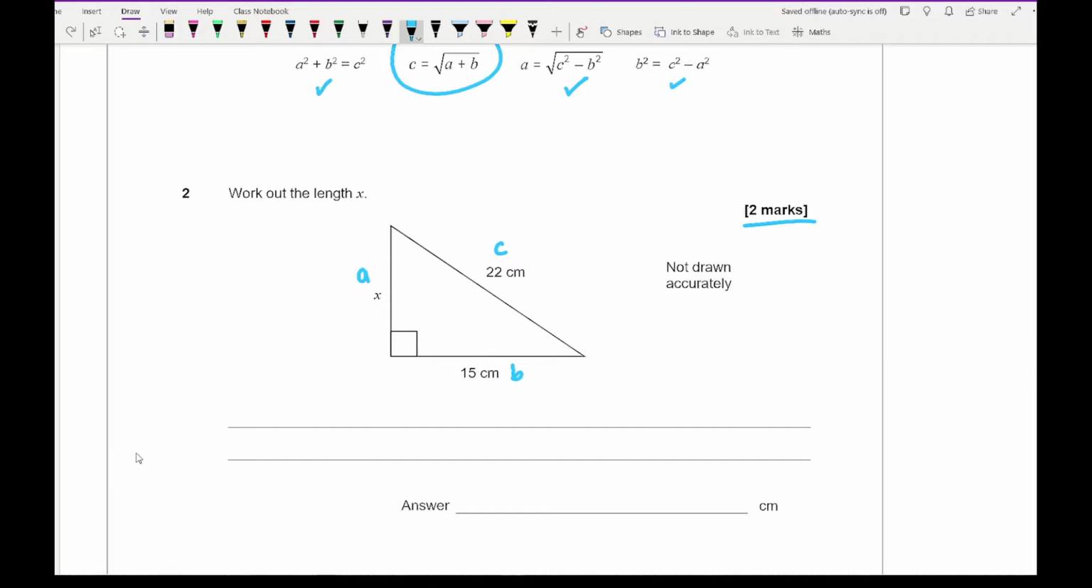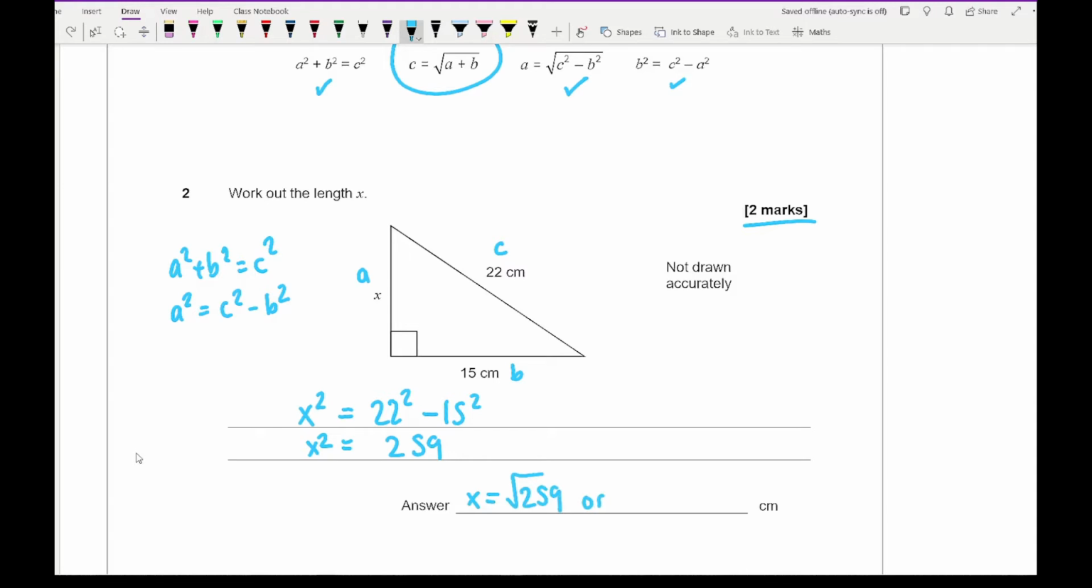So here we've got a squared plus b squared equals c squared, and we're trying to find a. So a squared equals c squared minus b squared. Substituting numbers in, we get x squared equals 22 squared minus 15 squared. That all is going to give me 259, and so that's what x squared equals. So x is going to either equal the square root of 259, or you could simply type it into your calculator and write it as 4.01, and that is to 2 decimal places.